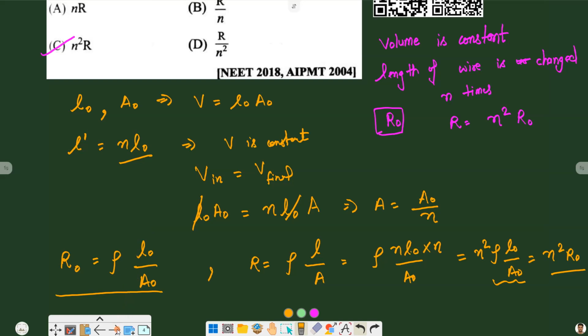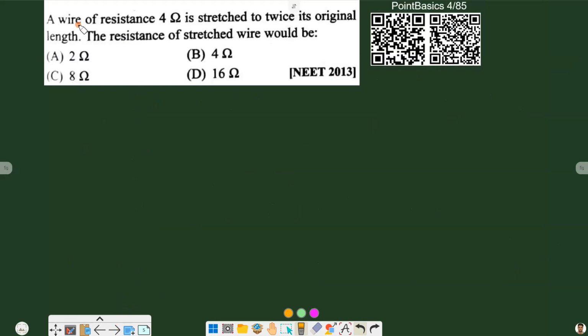Moving to the next one. A wire of resistance 4 ohm is stretched to twice its original length. Resistance of the stretched wire? As we just solved in the previous question, here its length increases to twice, means here n is equal to 2. So resistance will become n square times old resistance. So 2 square times 4, it will be 16 ohm. Option D.